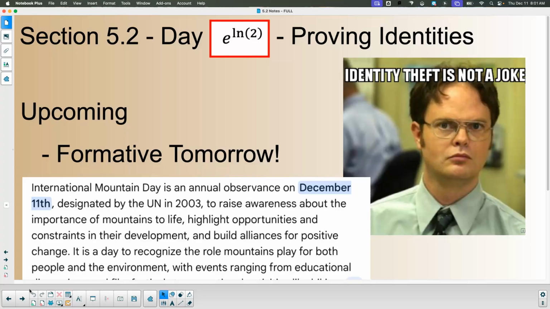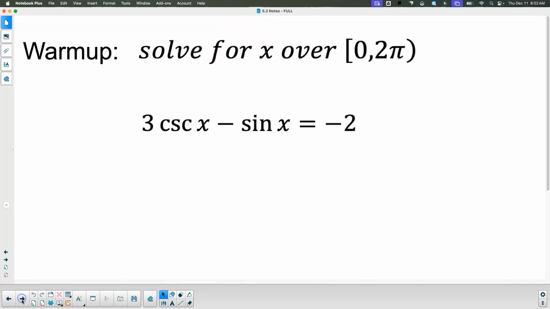Alright. Formative tomorrow, okay? And then a test a week from today. So, formative tomorrow, test a week from today. Okay? So, let's get started with a warm-up. Solve that over the first lap of the unit circle.